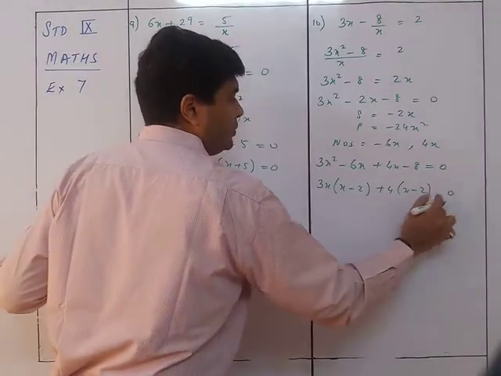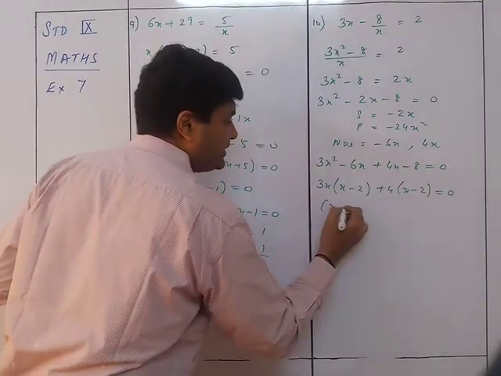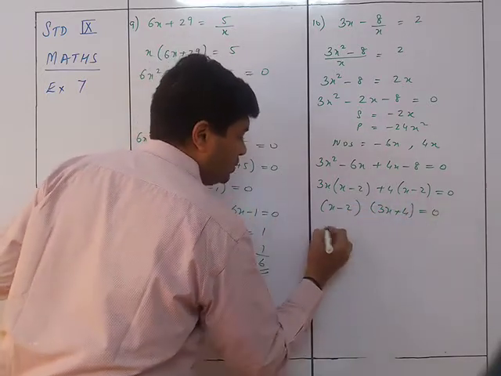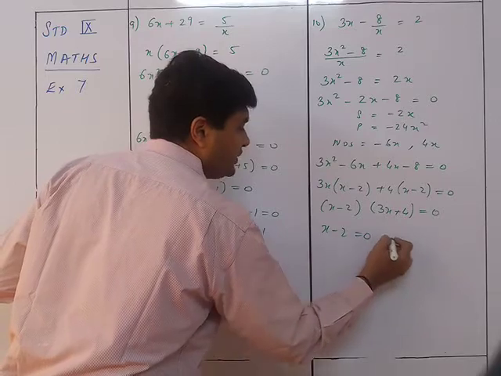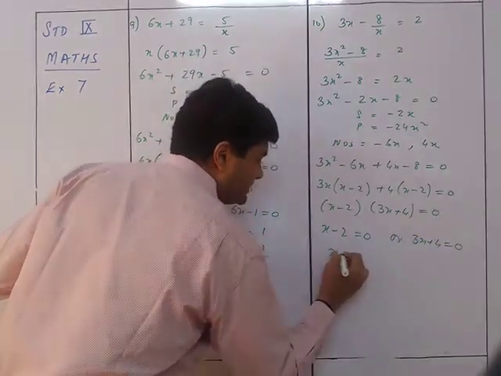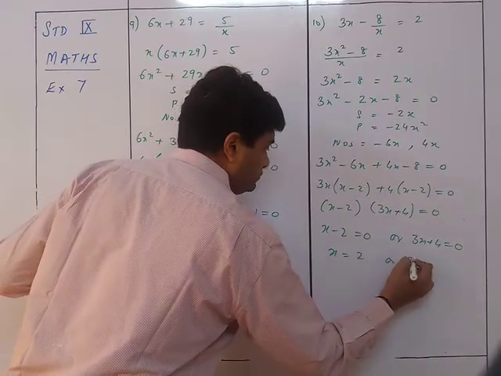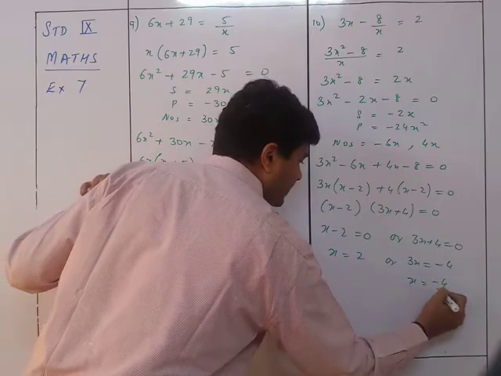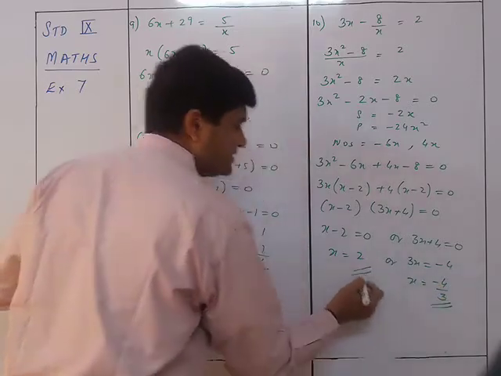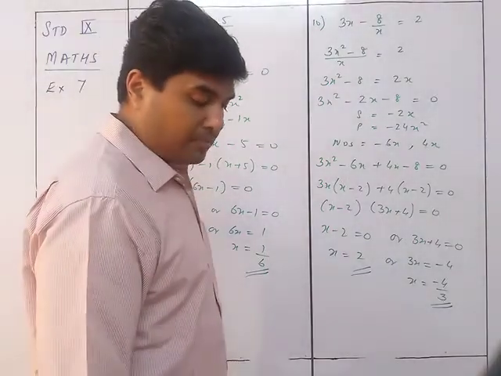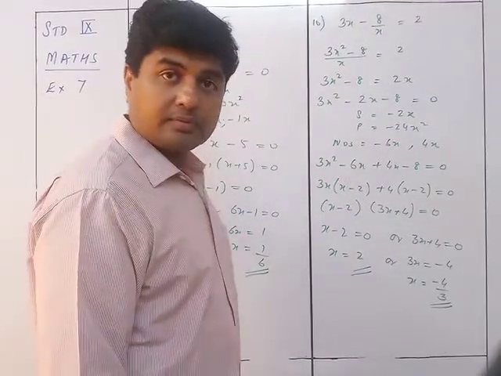Accordingly, you have over here x minus 2 and 3x plus 4 is equals to 0. So x minus 2 is equals to 0 or 3x plus 4 is equals to 0. So x is equals to 2 or 3x is equals to minus 4. X is equals to minus 4 upon 3. So answers are 2 and minus 4 upon 3 for sum number 10. Clear?